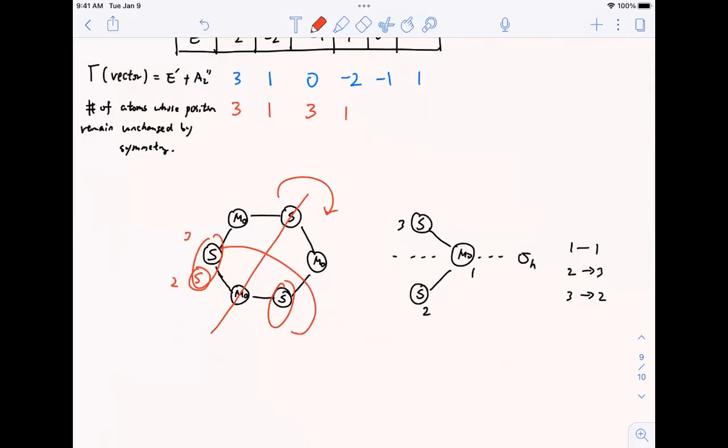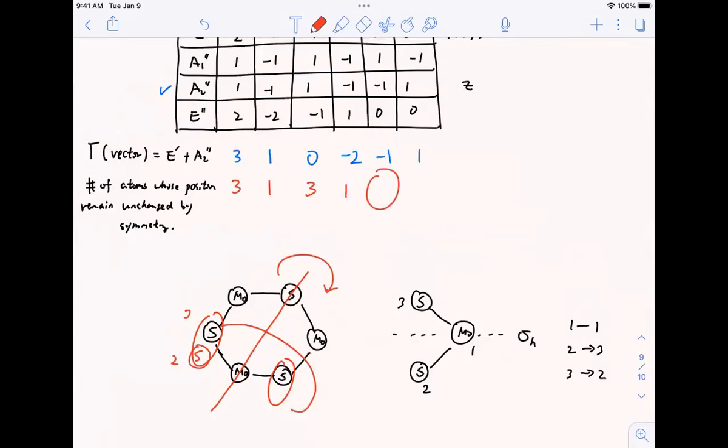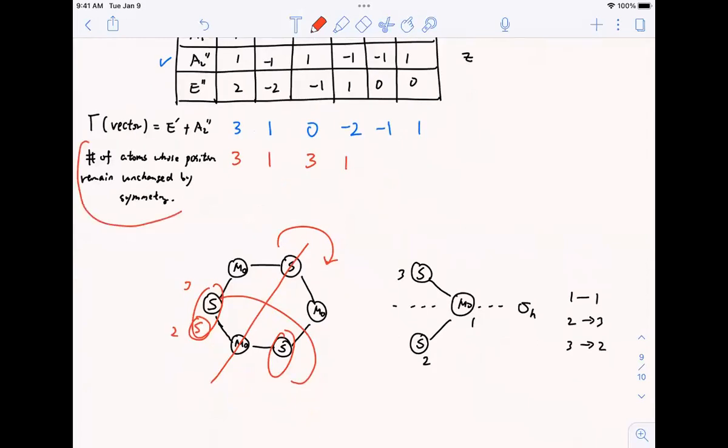Is it okay? So can someone tell me what's the number here? 3? 2? 1? Okay, it looks like you don't get it. Let me explain one more time. We're trying to get the number of atoms whose position remains unchanged by symmetry. So each atom has a number. Now when you see the rotation, let me draw it one more time.